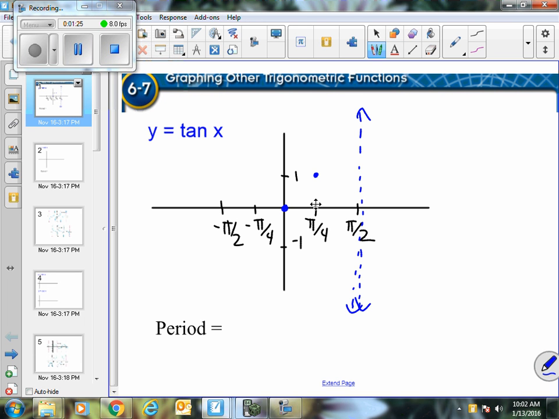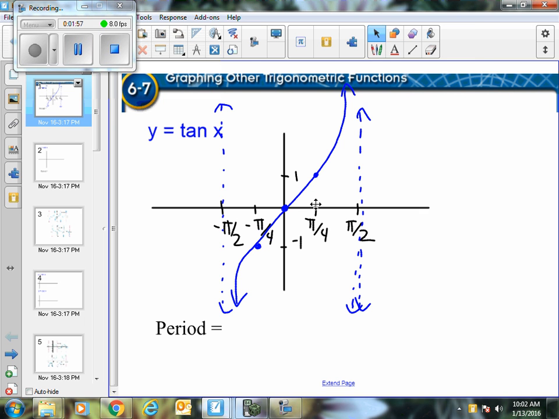Negative pi over 4 would be negative 45 degrees, or quadrant 4. So tangent would be negative 1. So 45 as a reference angle would be a 1, and then it's in quadrant 4, so negative. Negative pi over 2, that's like negative 90 or 270, if you want to think of it that way, also undefined. All right, now the best way I can describe the shape of this is it's sort of like an x cubed. So imagine what an x cubed looks like, but it's bounded by these asymptotes where x cubed isn't. So the graph looks something like this. Okay, and arrows on the end, it continues to grow and approach those asymptotes.